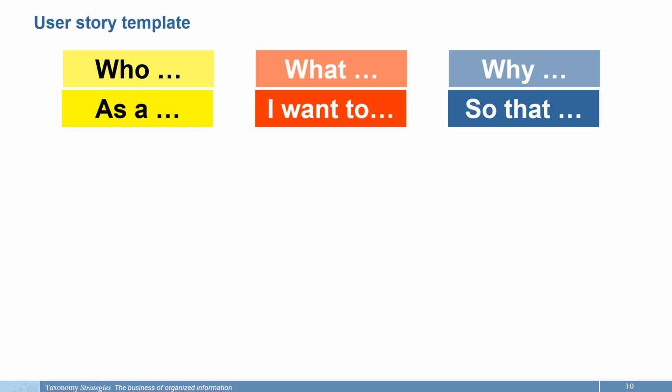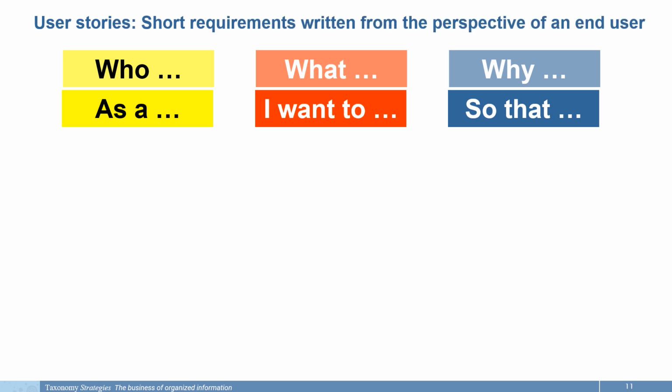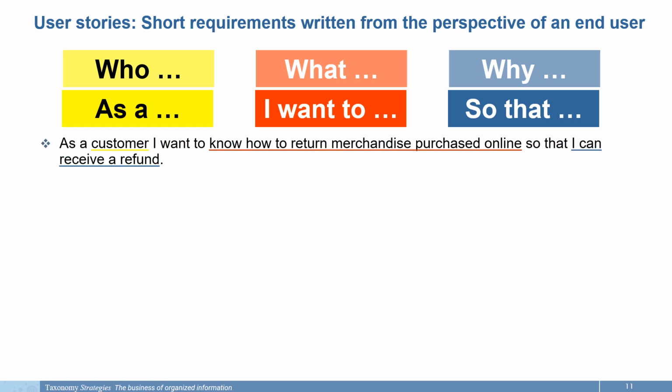This is a simple template for writing a user story. Who, what, and why: as a, I want to, so that. User stories are short requirements or requests written from the perspective of an end user. Here are some examples of user stories written using this template.